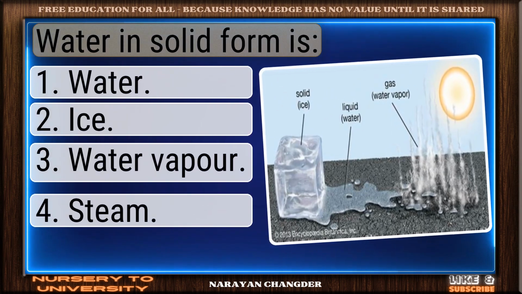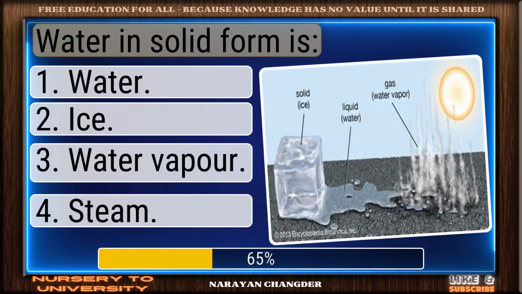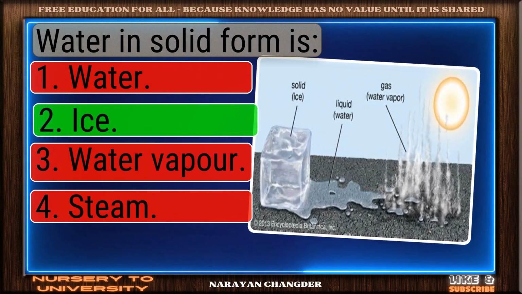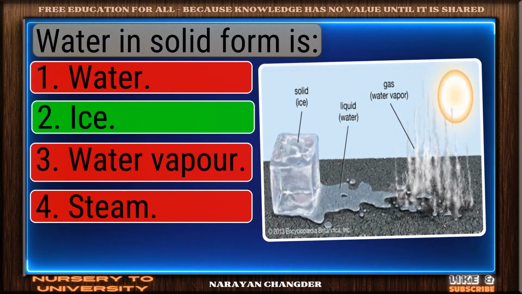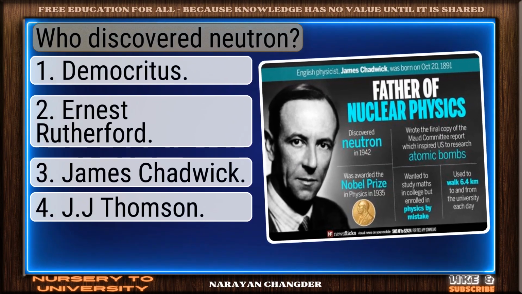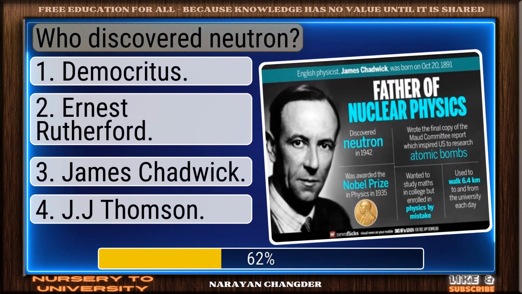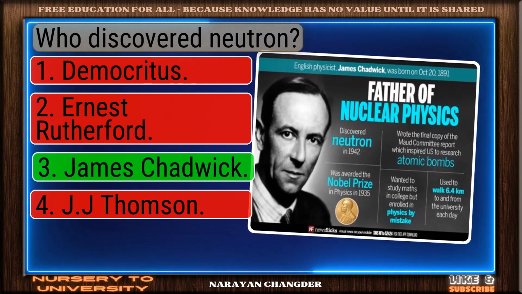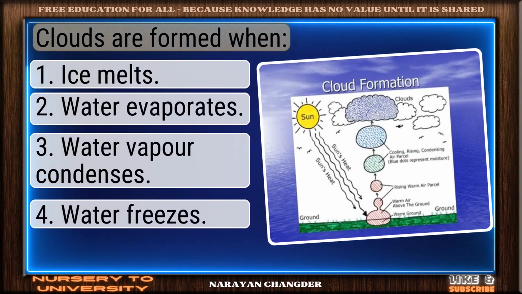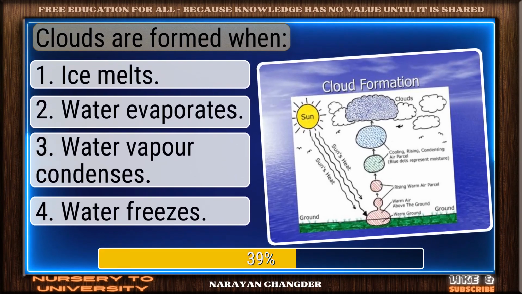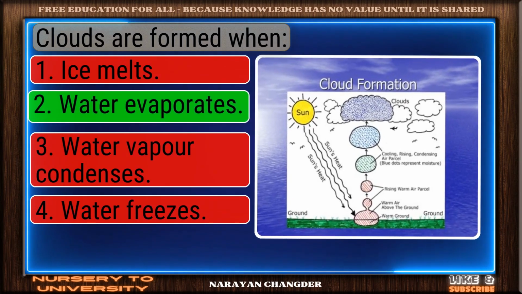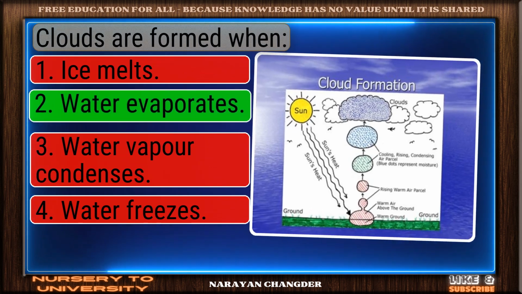Water in solid form is clear logic. Your choice, ice, is sound and 100% true. Who discovered neutron? You got it. Your choice, James Chadwick, is right. Clouds are formed when? Perfect. Water evaporates is the correct choice.